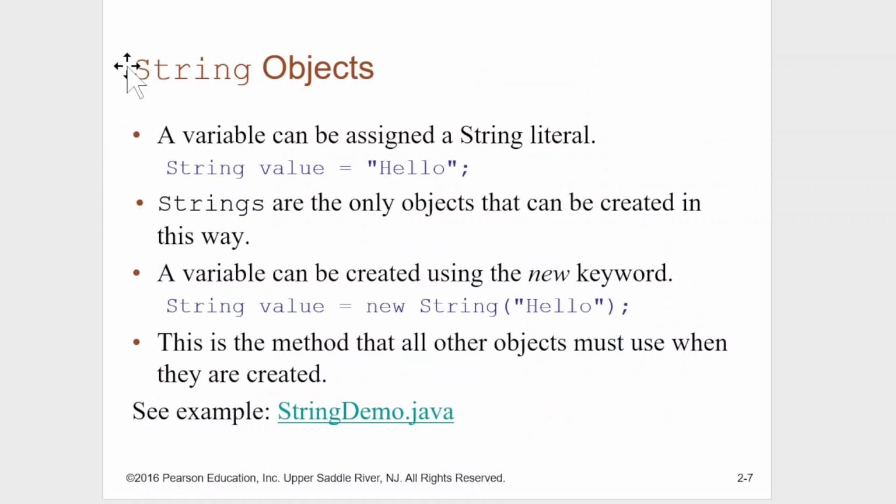A variable can be assigned a string literal, meaning it's right there in the quotes. Strings are not the only objects that can be created in this way. A variable can also be created using the new keyword. This is the way all other objects are instantiated. So if you created your own class and you wanted to develop an object from it, you'd have to do this, with the new keyword, and then say what it is. It's a little different, and we'll look into that in a future class.